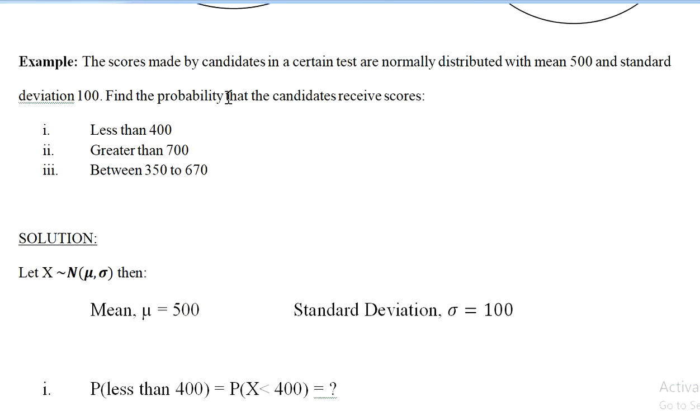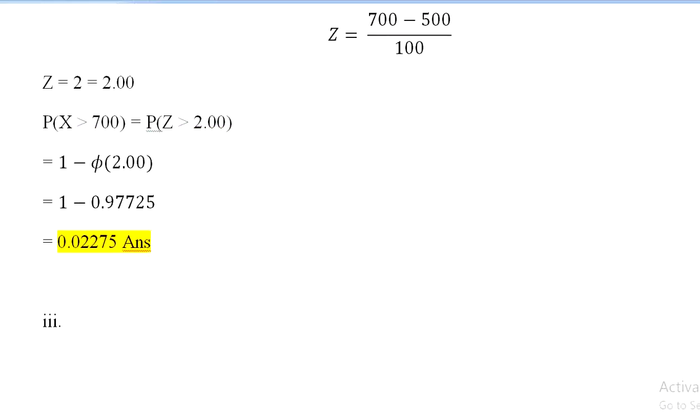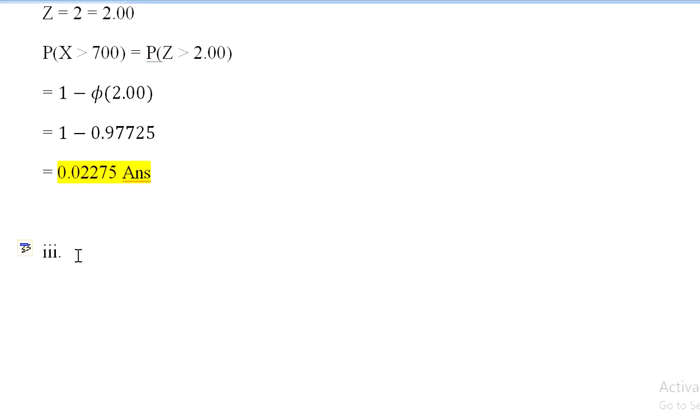Okay, now we want to find the probability that candidates receive scores between 350 to 670. इसको इस तरह से लिखा जा सकता है 350 is less than x is less than 670. Between का साइन आपको पता है कि इस तरह से डालते हैं.